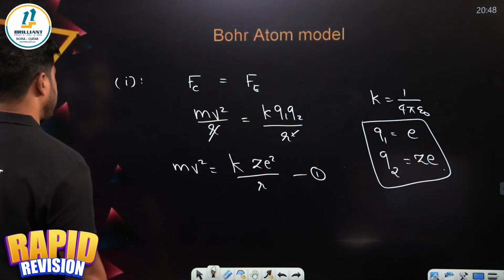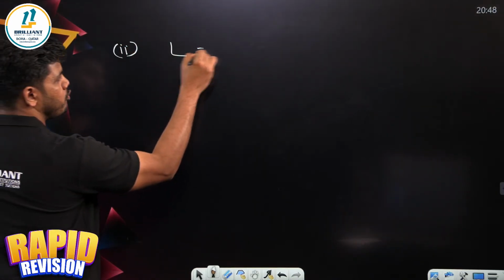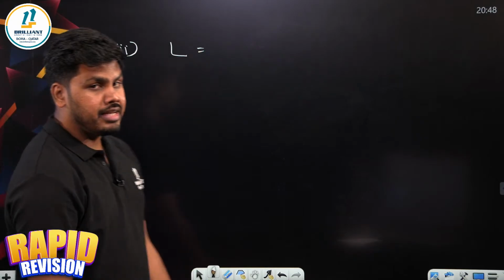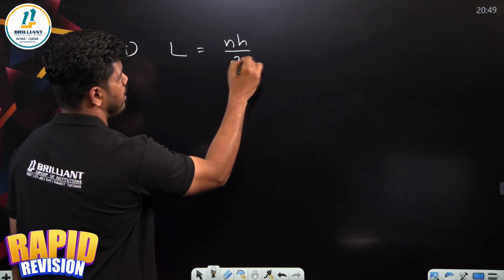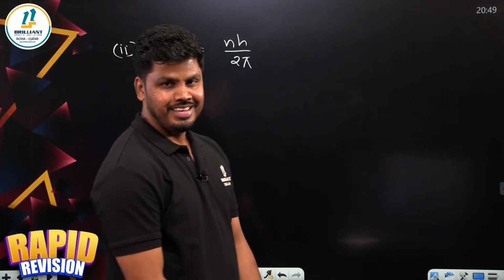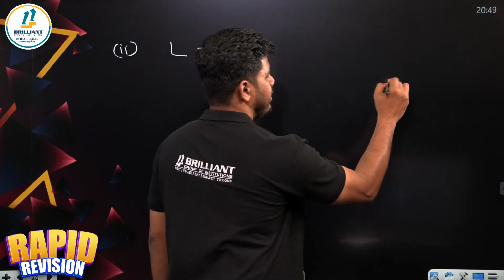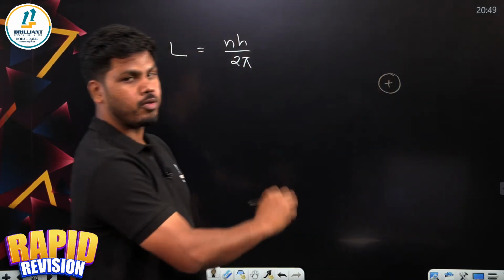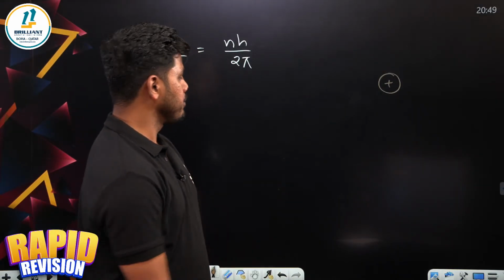Now, the second postulate is about angular momentum, right? The angular momentum of an electron revolving in an orbit is an integral multiple of h by 2 pi. L is equal to nh by 2 pi. He was trying to fix the orbit. I told you that was his prime objective. He had to overcome that varying orbit problem, that stability problem.